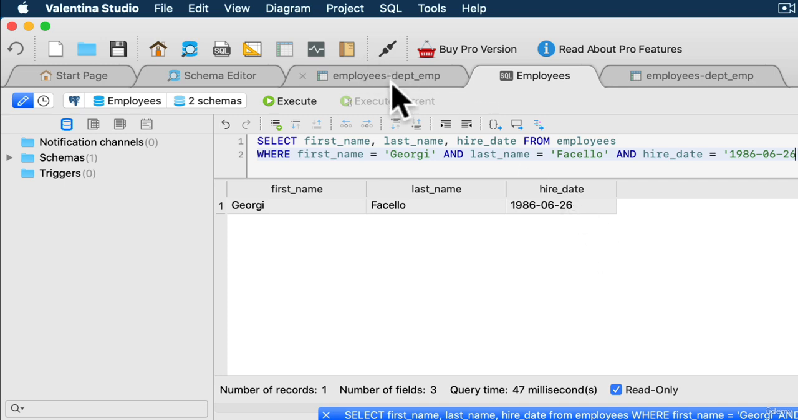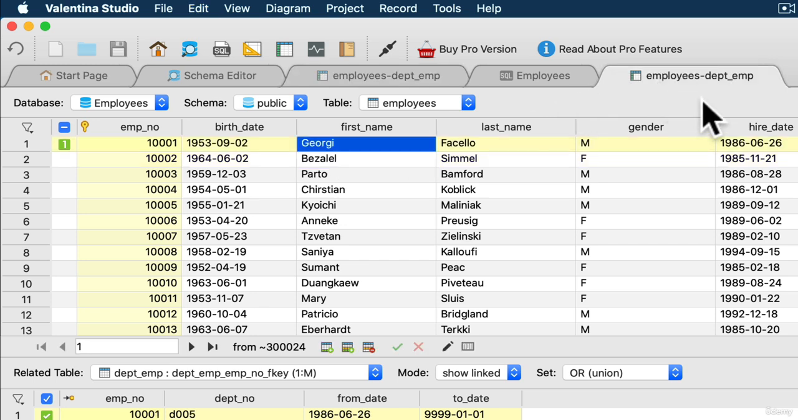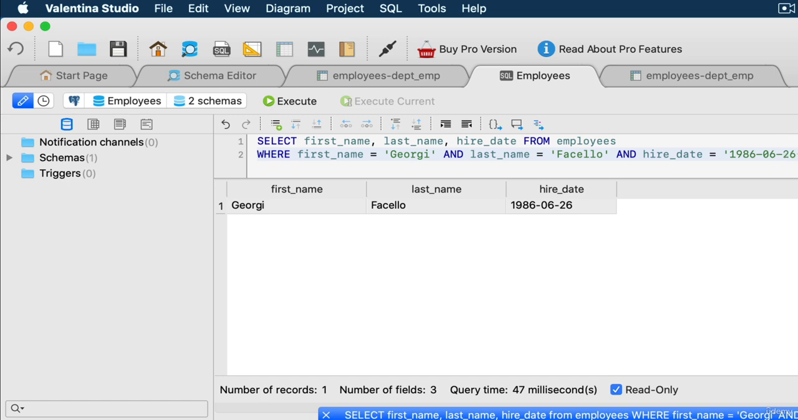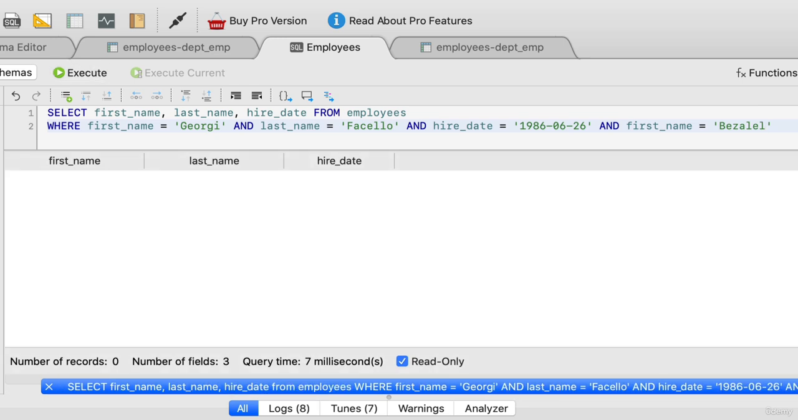But now we also want to see Bezalel's data. So what would happen if we do and the first name equals Bezalel? Well, now we're getting into complicated territory. Nothing's going to come back because there is an order of operations.